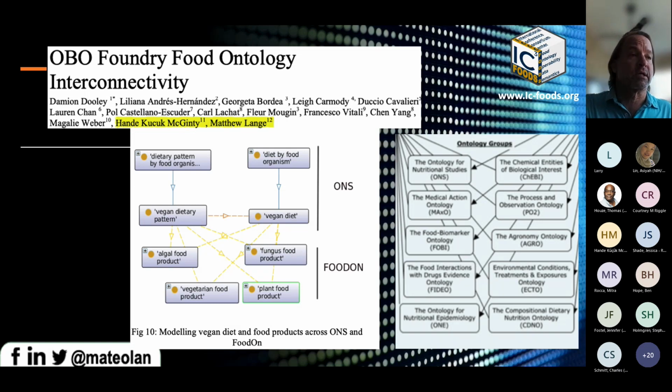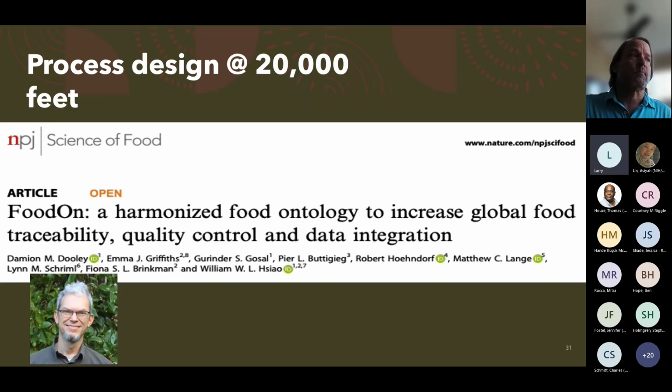So here's another example of modeling a vegan diet, food products in the ONS, what is the ontology for nutritional studies, so that we can begin to relate all kinds of nutritional studies together and compare results.